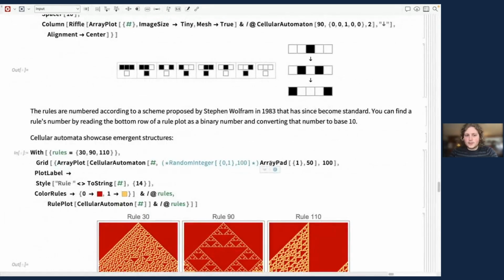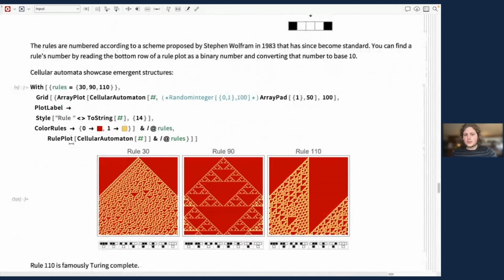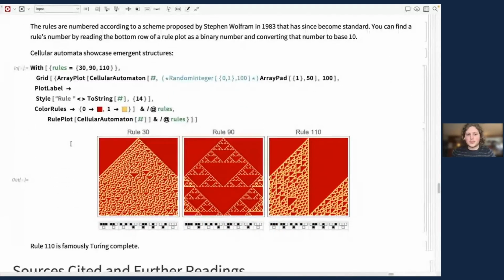The convention for naming of one-dimensional cellular automata rules is according to a scheme proposed by Stephen Wolfram in 1983, and this has since become the standard notation. You can find a rule's number by reading the bottom row of a rule plot as a binary number and converting that to base 10. Here are a few examples of some nice rules that result in some interesting emergent structures, in each case based on a row of zeros with one in the center. We're reading this downwards. The evolution through time is flowing downwards in these plots.